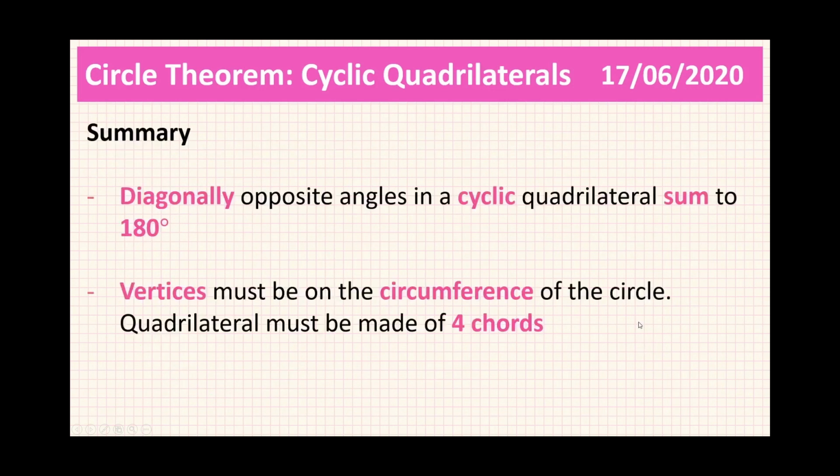So before we finish, let's just summarize what you should have taken away from this video. The summary of this video is as follows. Diagonally opposite angles in a cyclic quadrilateral sum to 180. That is the circle theorem that you need to know and understand. And the last one is what makes this circle theorem happen: the vertices must be on the circumference of the circle and the quadrilateral must be made of 4 chords. As long as it fulfills these 2 criteria, the quadrilateral is cyclic and therefore the diagonally opposite angles will sum to 180.